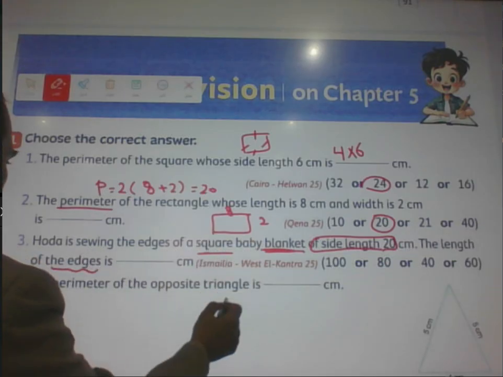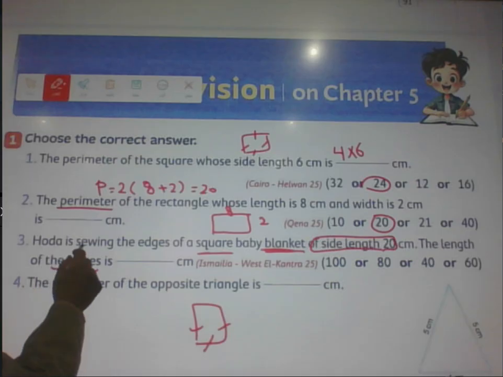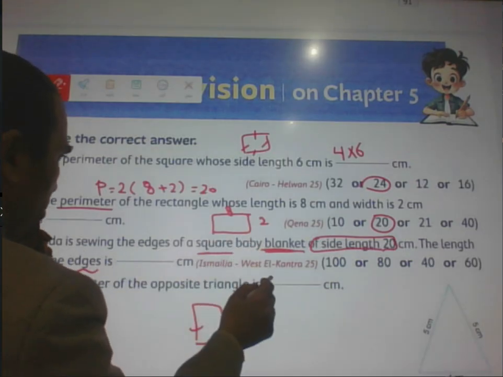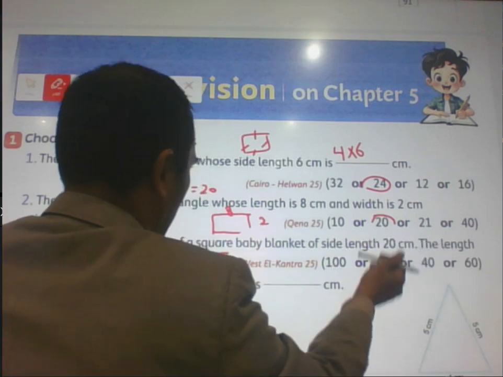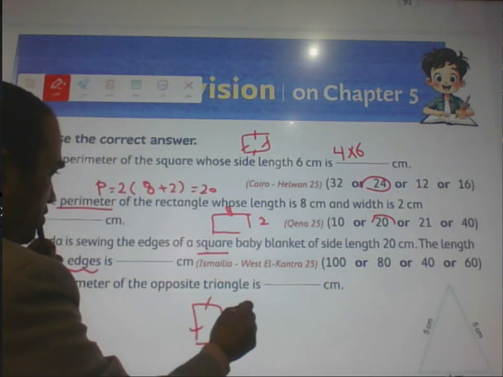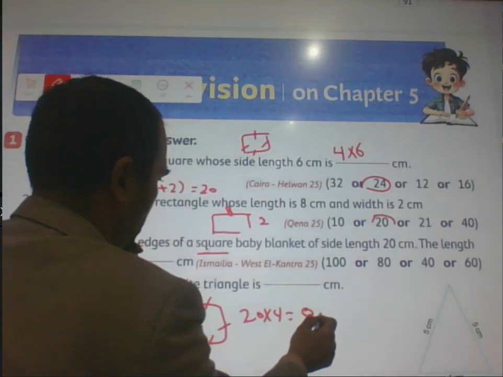We can count the 4 sides of the square. How does she sew the edges? Each length is 20 centimeters. Okay, 20 plus 20 plus 20, 1, 2, 3, 4. Then 20 times 4 equals 80 centimeters.